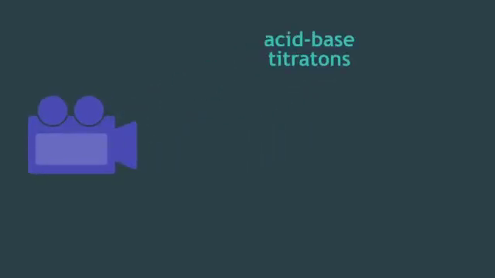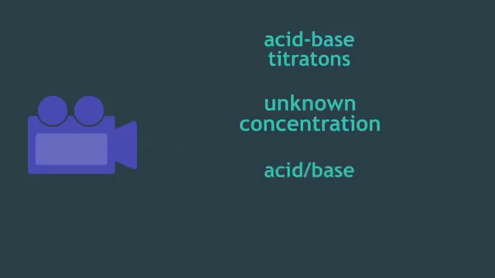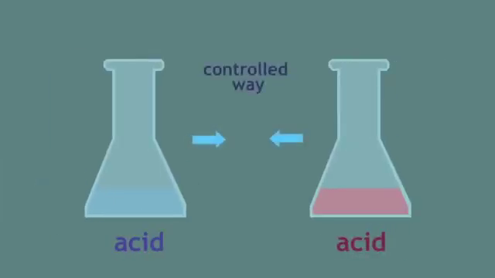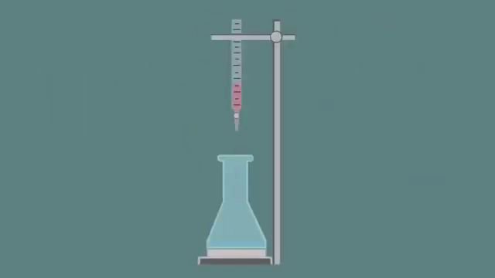In this video, we are going to learn about acid-base titrations and how to calculate an unknown concentration for either an acid or base given the balanced equation. You can react an acid and alkali together in a controlled way by either adding the acid or the alkali to its opposite using a burette until neutralization is achieved. This is a process called titration.